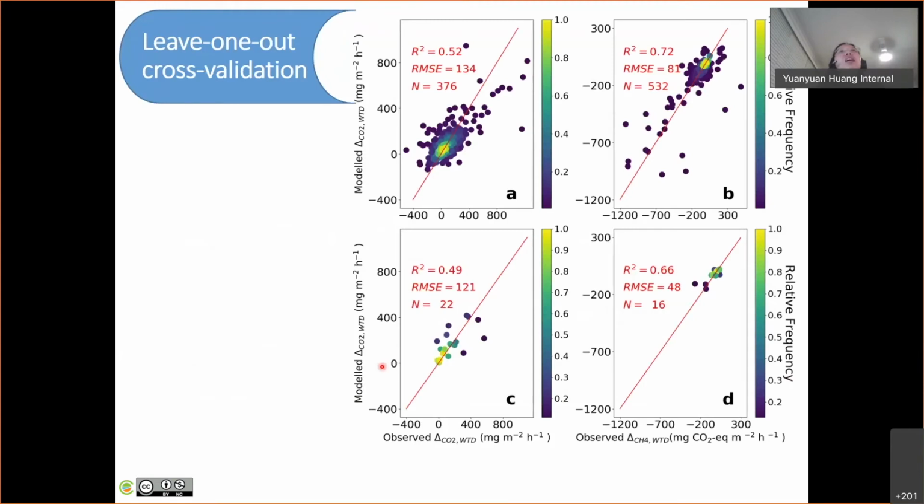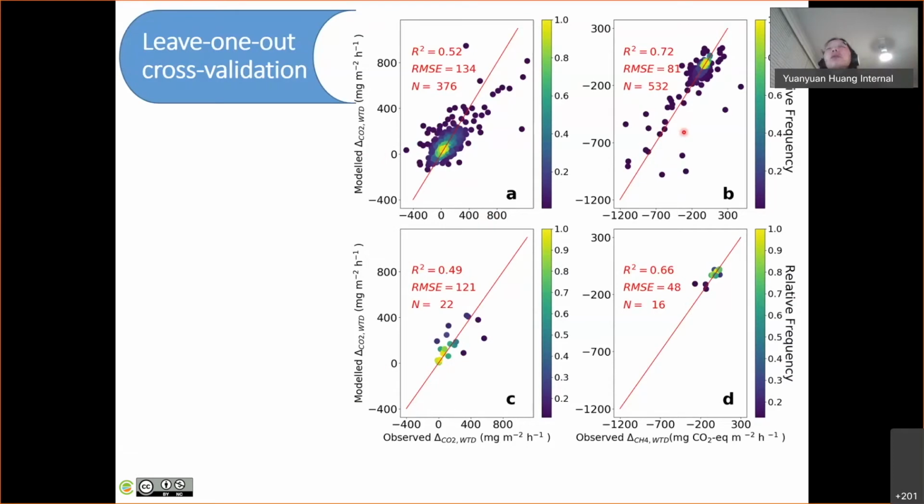So we rely on leave-one-out cross-validation for our model and predictor selection. It's quite commonly used in machine learning studies. Here I plot the observed versus the modeled results for carbon dioxide on the left panel and methane on the right panel across the global data points.